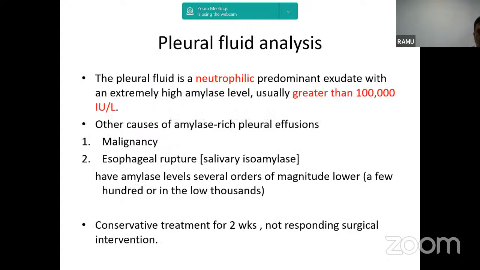On analysis it is always neutrophilic predominant and exudative, and amylase is always greater than 1,000, up to 1 lakh. Other causes of amylase-rich pleural fluid are malignancy and esophageal rupture. Treatment is conservative for 2 weeks, and if not responding, surgical intervention.